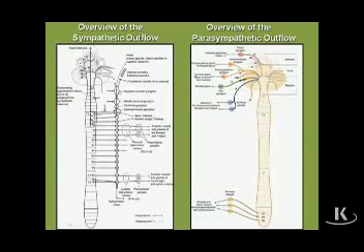If the cell body is close to the central nervous system, that means it's far from the end organ. If it's far from the central nervous system, it means it's close to the end organ. And as it turns out, in the case of the sympathetics, the postganglionic cell bodies are found close to the central nervous system, which means they are far from the end organ.